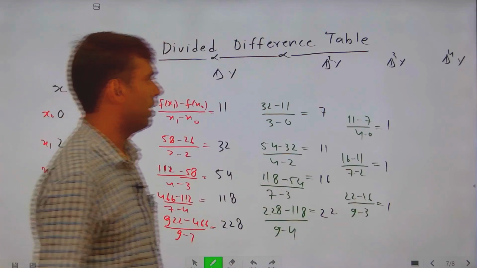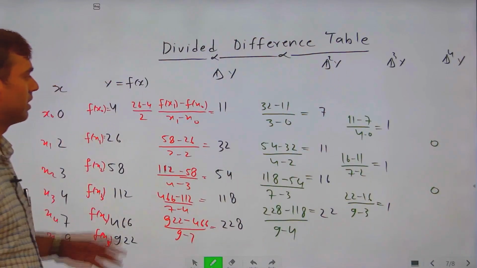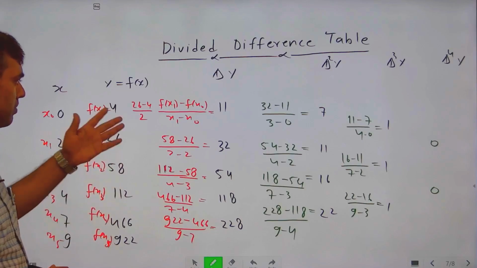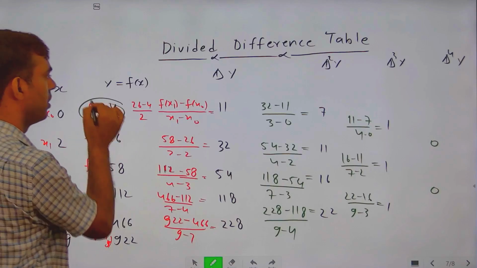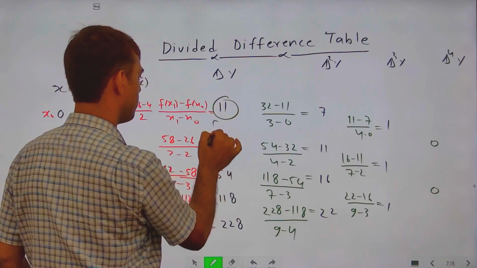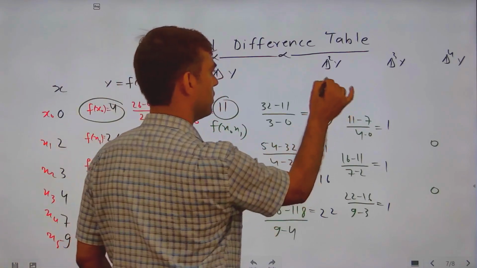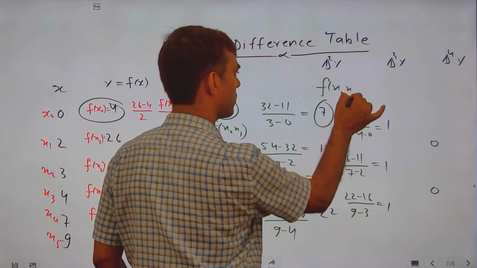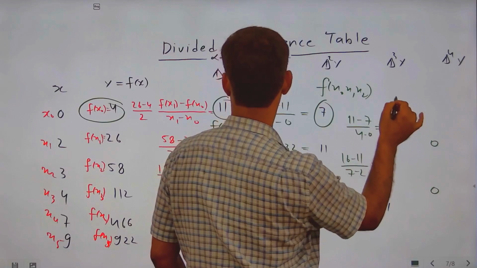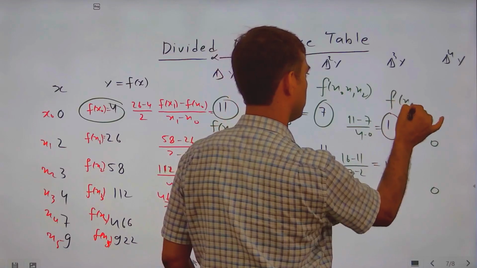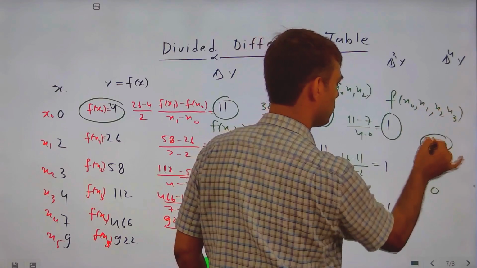So, and this one becomes what? This one becomes 0 and 0. This one is a divided difference table. Once we construct the divided difference table, then we know that this is the value of f of x0, this is the value of f of x0, x1, this is the value of f of x0, x1, x2, and this is the value of f of x0, x1, x2, x3, and all other values are 0.